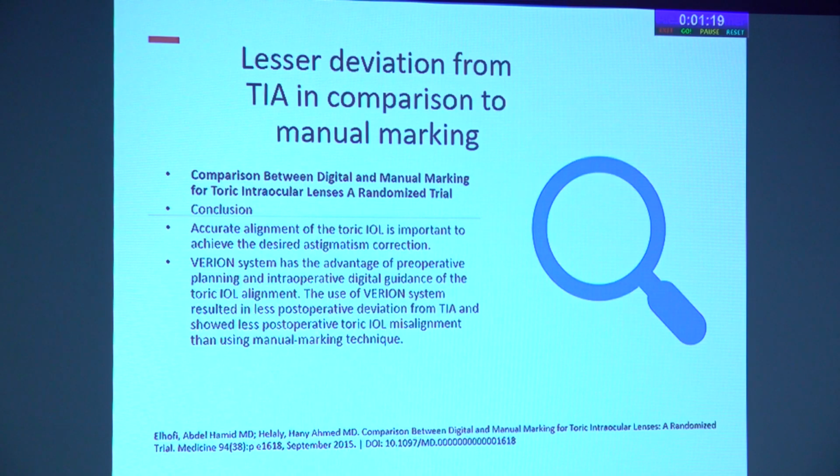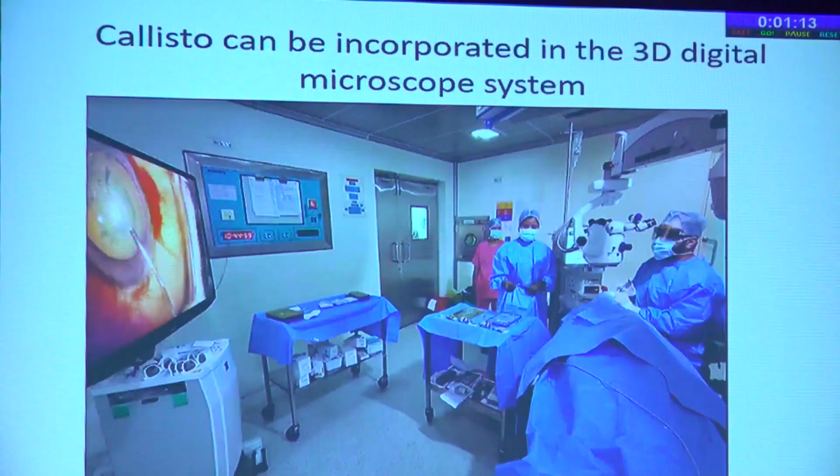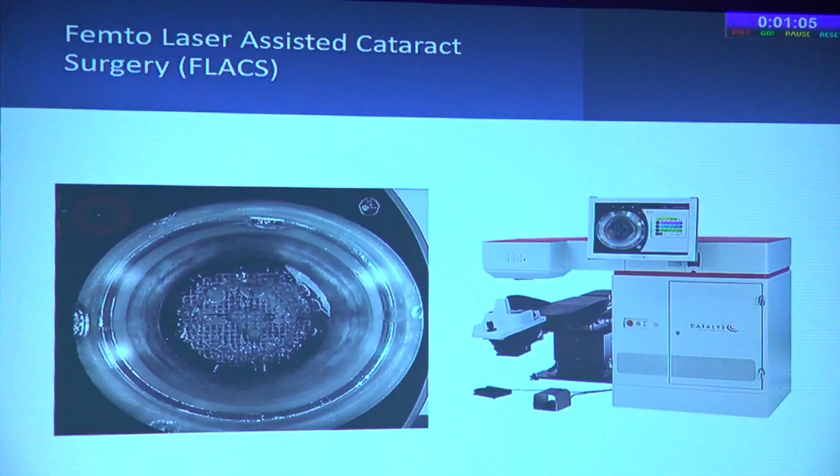So like I said, there is no real difference in the outcomes when you use the Alcon or the Zeiss system, all of which are very predictable and give you good results. So in case you are using the 3D system from the Zeiss as well, you can incorporate this into your practice. It is all well compatible with the 3D microscope.